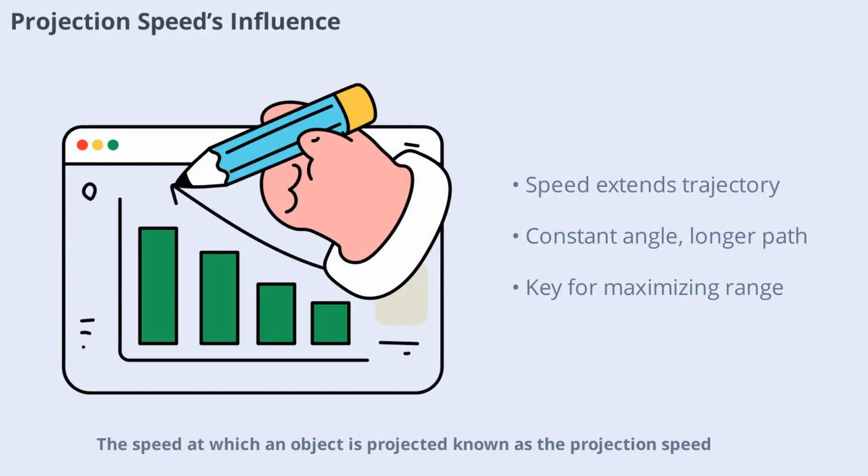The speed at which an object is projected, known as the projection speed, directly affects the length or size of its trajectory. When the projection angle and other factors are held constant, increasing the speed will result in a longer flight path. This relationship is crucial for maximizing performance in activities like throwing, jumping, or launching projectiles.